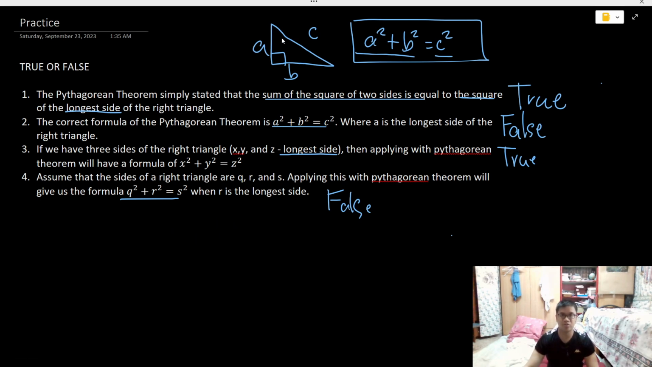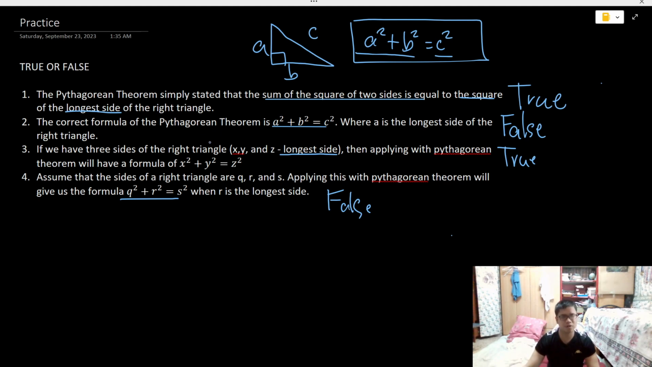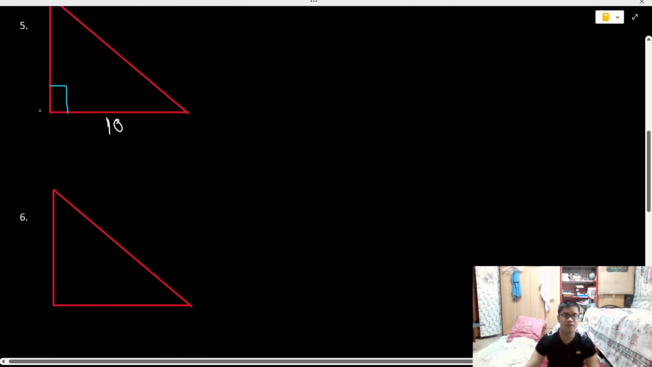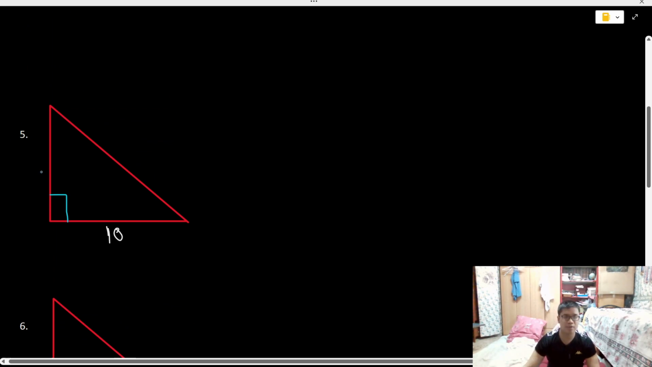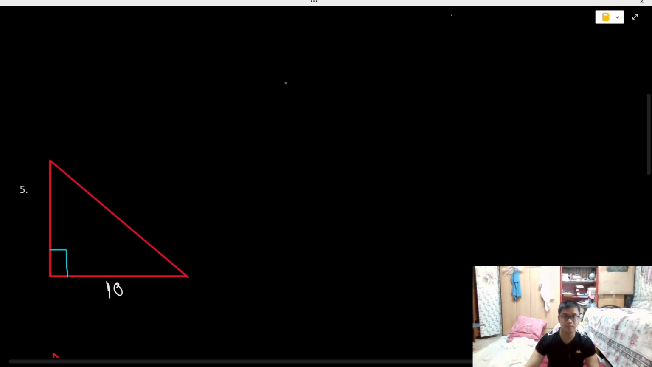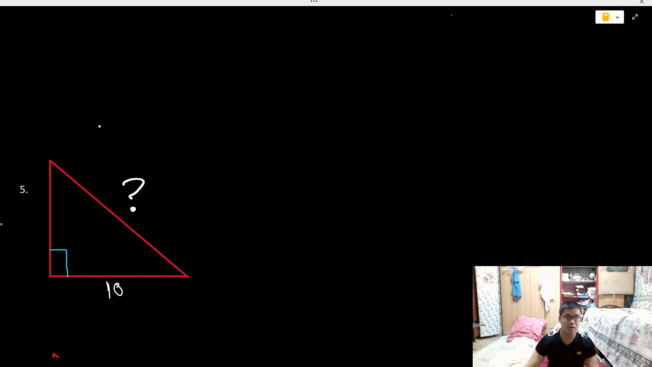Now that we're done with the true or false statements, let's have some problem solving. Yeah, you can say that. Problem solving questions. So we have this one. Oh, I forgot to put the given here, but I actually remember it. We have a given right triangle, and you are asked to find the missing side, if you have 10 units and 14 units. So what to do?